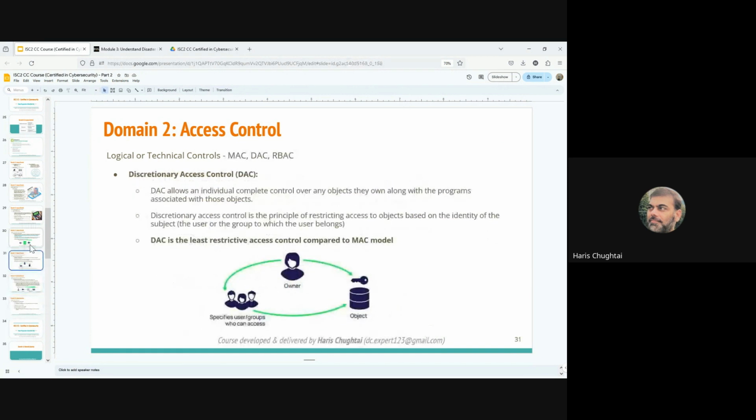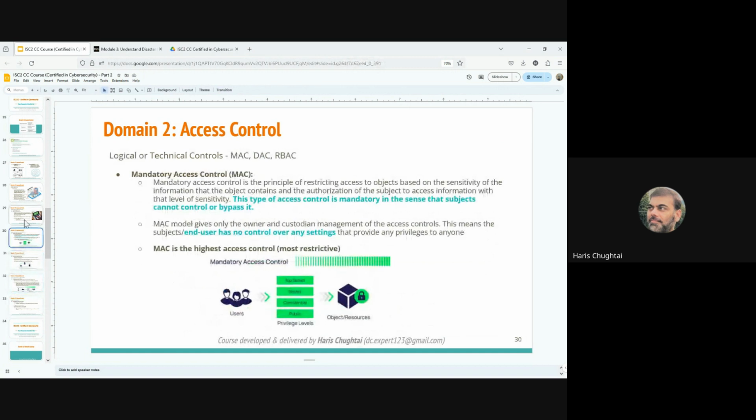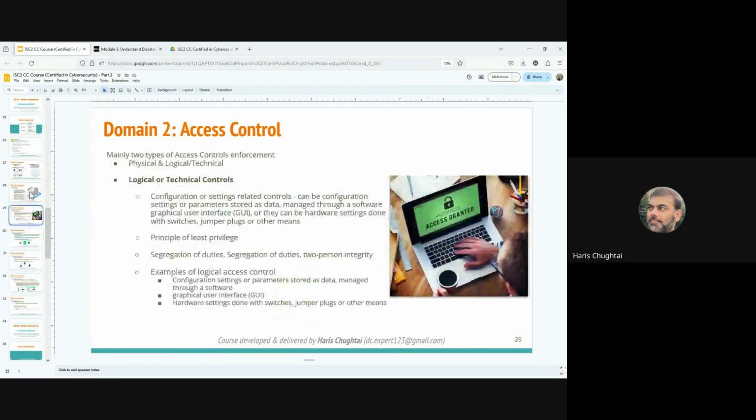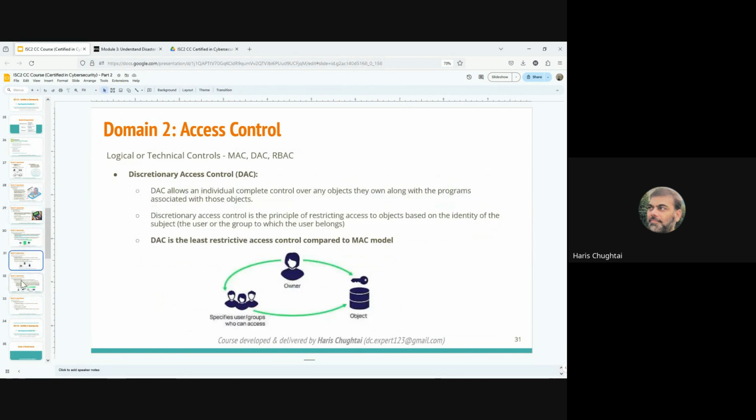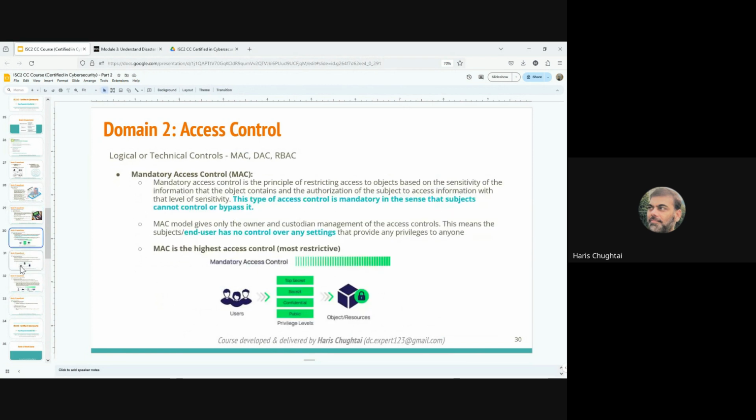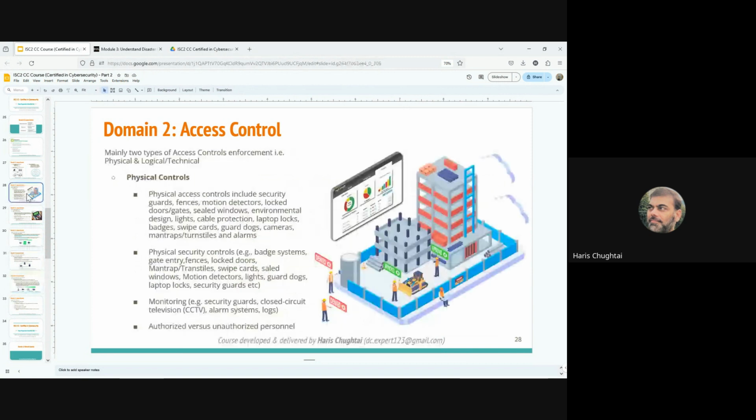We understand that there is physical access control and logical access control. Logical access control has three types: DAC, MAC, and RBAC. RBAC is the most common industry term, but from the exam perspective, make sure you understand MAC and DAC also, because I think there were a few questions on MAC, DAC, and RBAC. You have to understand these concepts very well. Physical control is just common sense.